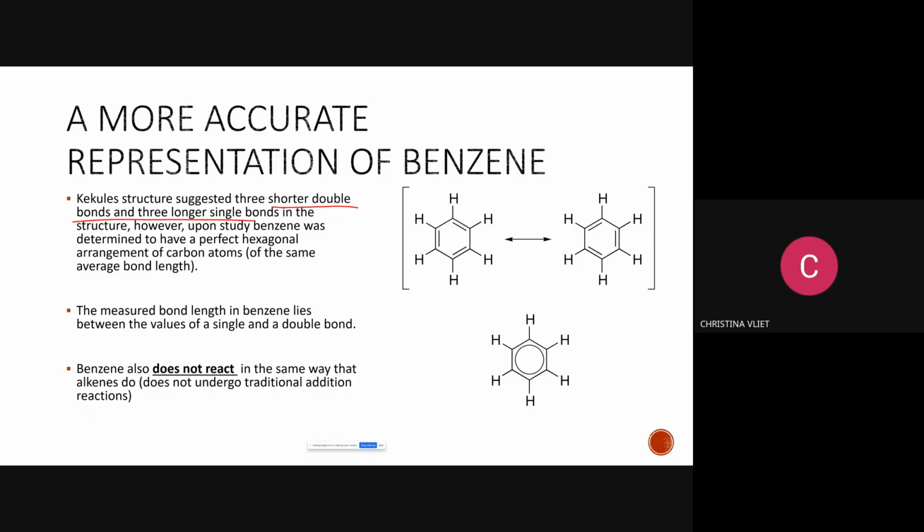Kekulé wasn't completely right though, because he suggested that there were 3 double bonds and 3 single bonds, and this would suggest that there were different bond lengths in the molecule, and there are not. In the experimentation, they found that all the bond lengths between the carbon-carbon bonds are the same, which means that resonance is at play. This double bond could be here, could be here, could be there. The electrons are delocalized.